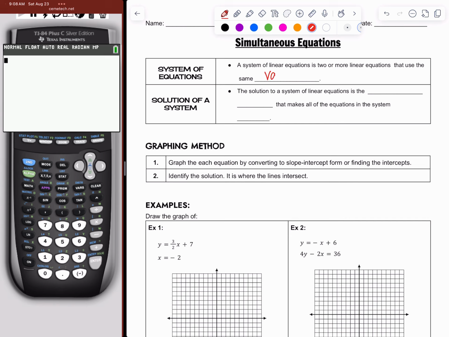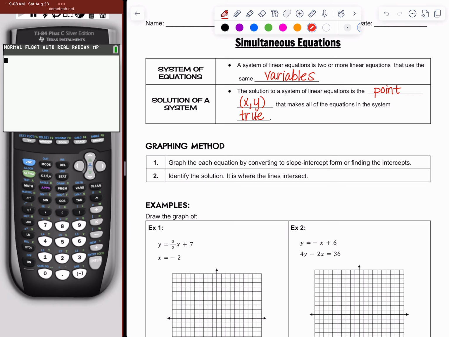And a solution to a system of equations is going to be the point, written in coordinate form, that makes all of the equations in the system true. So that means when you substitute your solution in, it should make both of the equations true statements.